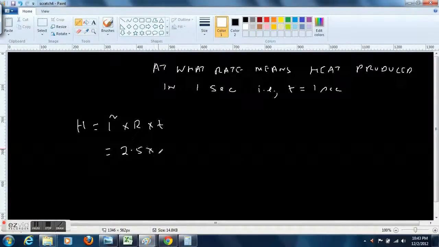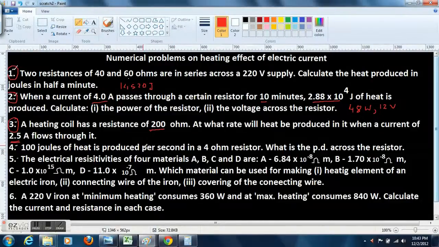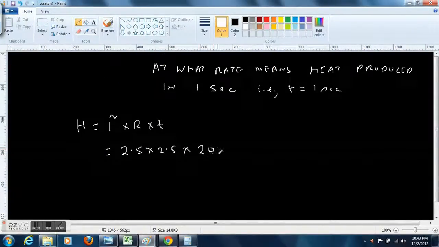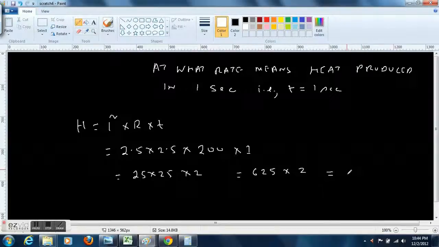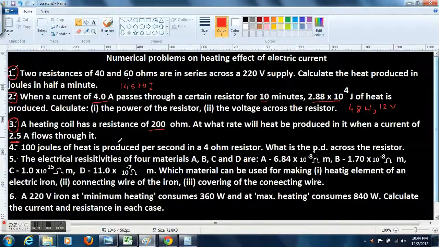Now value of I is given, 2.5 ampere. So I square means 2.5 into 2.5. Value of resistance is 200 ohms and T equal to 1. So this comes to 25 multiplied by 25 into 2, which comes to 625 into 2, which comes to 1250 joules. That means 1250 joules of heat will be produced in 1 second. So that means power is 1250 watts. So the answer is 1250 joules per second.